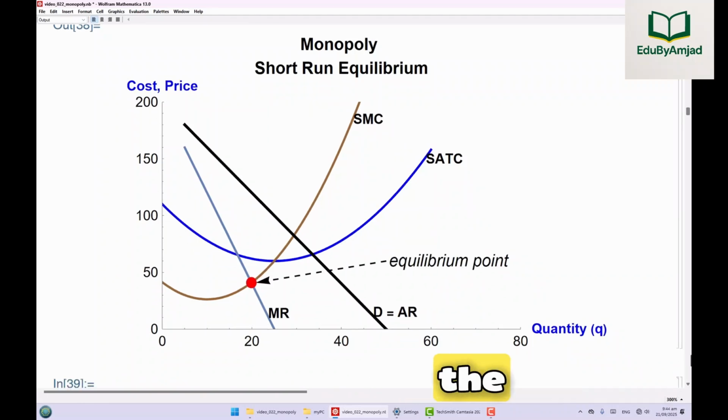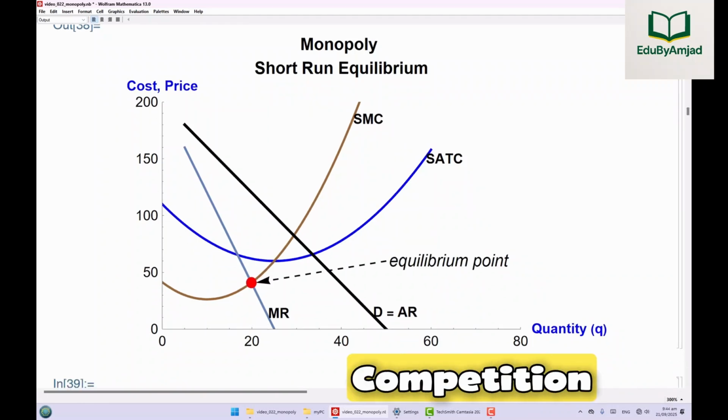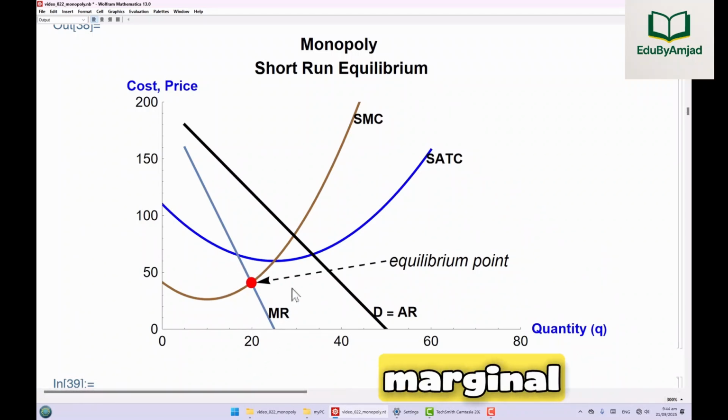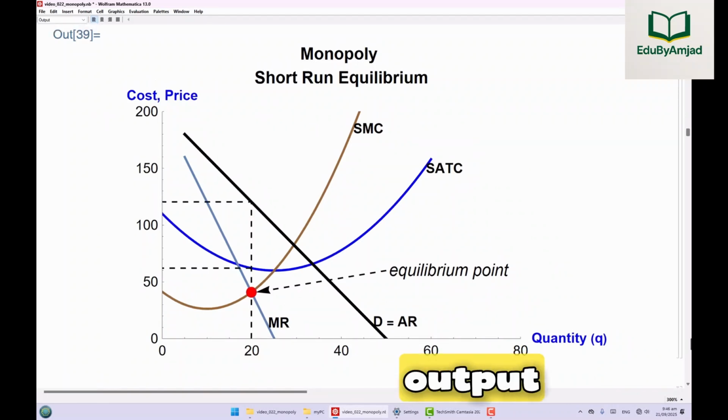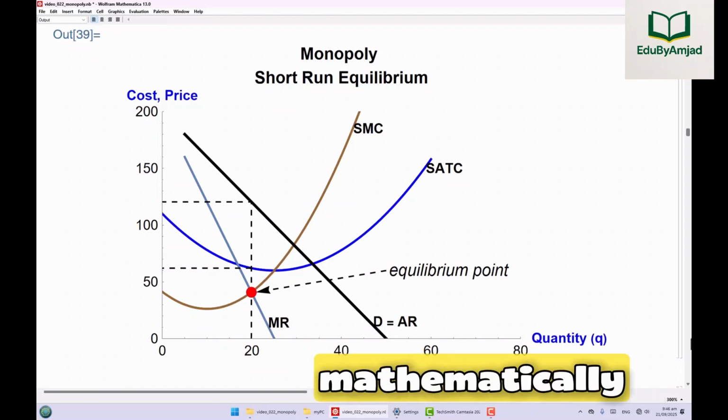As we discussed in the earlier video on perfect competition, the monopolist also maximizes profit where marginal revenue equals marginal cost. In this diagram, that point is highlighted in red and labeled equilibrium point. We'll determine the equilibrium output and price both visually and mathematically.